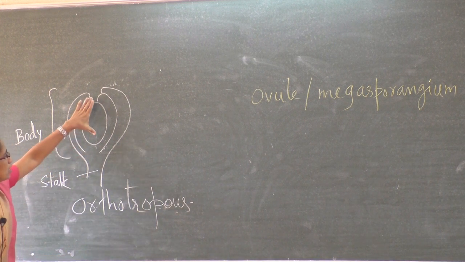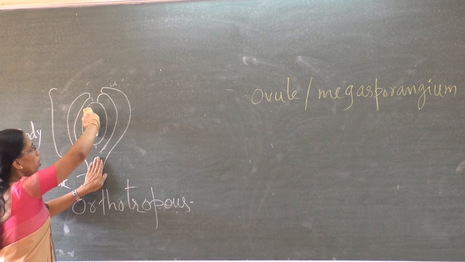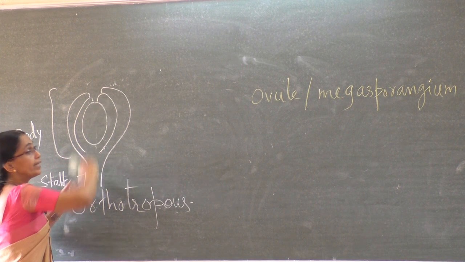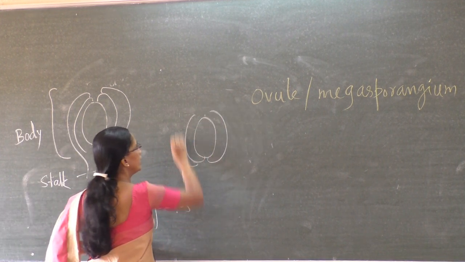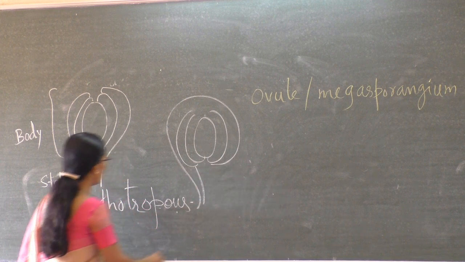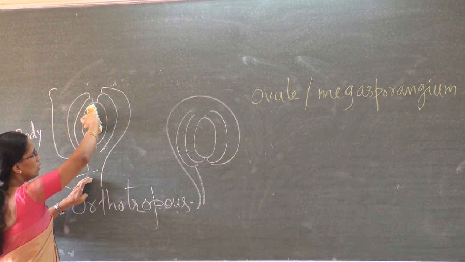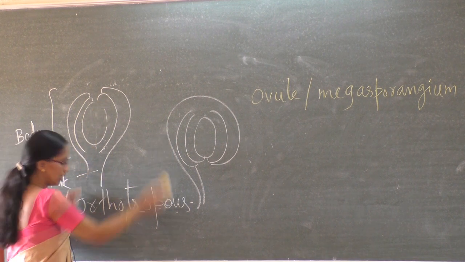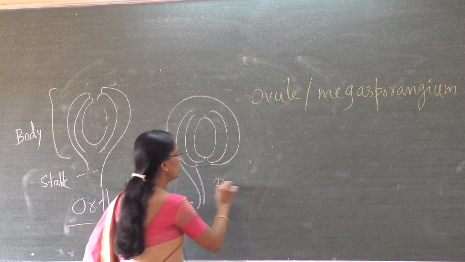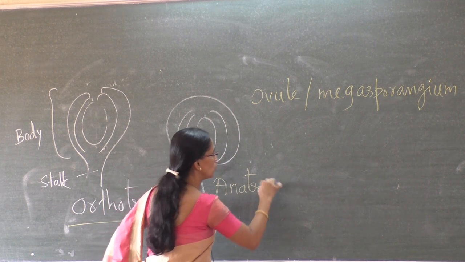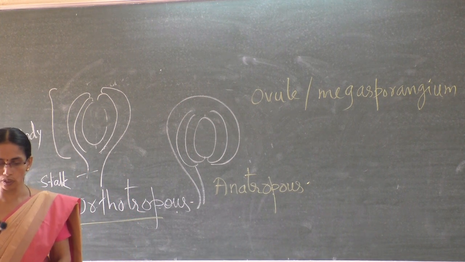Another type of ovule seen in angiosperm is anatropous. Think like this. This is the body, this is the stalk. The stalk is here only, but the body rotates by 180 degrees. See, the stalk is here only, and the body part is rotated 180 degrees. This is another type of ovule known as anatropous ovule.